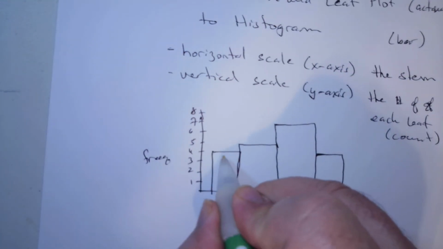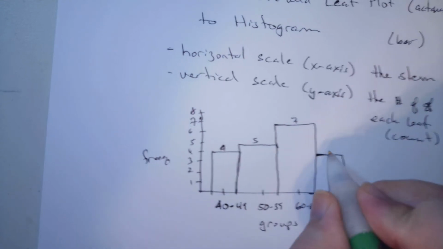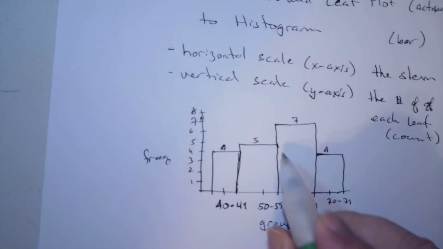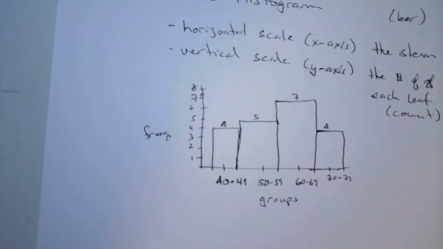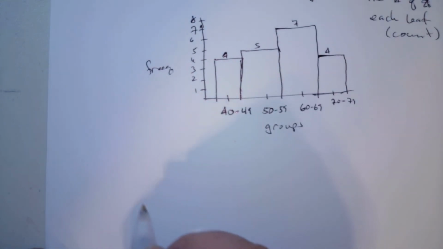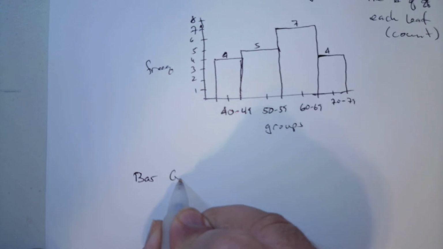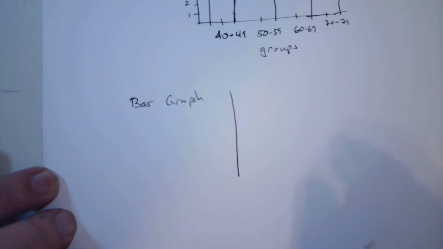Sometimes in histograms you'll have numbers 4, 5, 7, 4 written on top, so it makes it easier to see. So you have to keep on trying to graph it back. You notice histograms, they're touching. A bar chart, a bar graph, would be similar to the histogram.